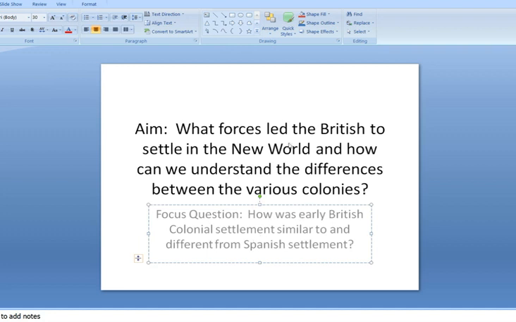So our focus question today is, how was early British colonial settlement similar to and different from Spanish settlement? So this is going to be a comparison question, of course, right? Very simple. All right, British colonial settlement and Spanish settlements. Now, we started talking a little bit about this in class. Spanish settlements, we know, are going to be Central and South America. And knowing what we already know, there's going to be a very different dynamic that's going to play in the Spanish colonies versus the British colonies. The British colonies primarily being the United States and later Canada, or parts of Canada.